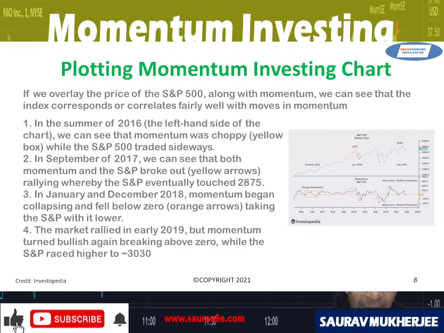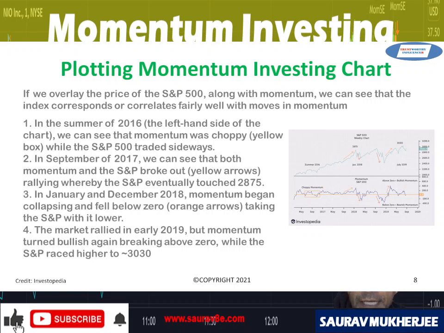First, in the summer of 2016, the left-hand side of the chart, which is the yellow box there, we can see the momentum was choppy while the S&P 500 traded sideways, which is on top. In September of 2017, we can see that both momentum and the S&P broke out, the yellow arrows going up, rallying, whereby the S&P eventually touched 2875, I think January of 2018, around there.